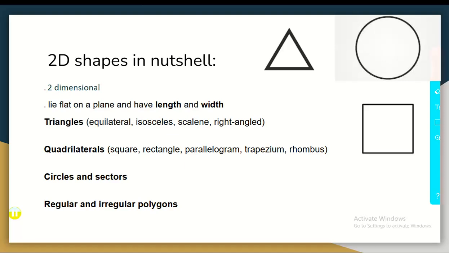In the AQA specification, it's important to identify and name these shapes, understand their angle properties, symmetry, and how they relate to area and perimeter calculations.